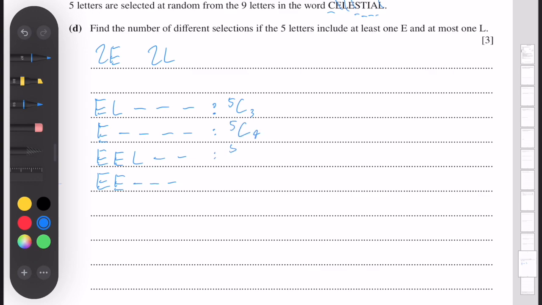And then so on. 2 empty slots is 5C2. And with 3 slots is 5C3. And to calculate, 5C3 would be 10. 5C4 would be 5. 5C2 would be 10. And 5C3 would be 10. We add all those up, that would equate to 35. So the answer to the amount of different selections would be 35.